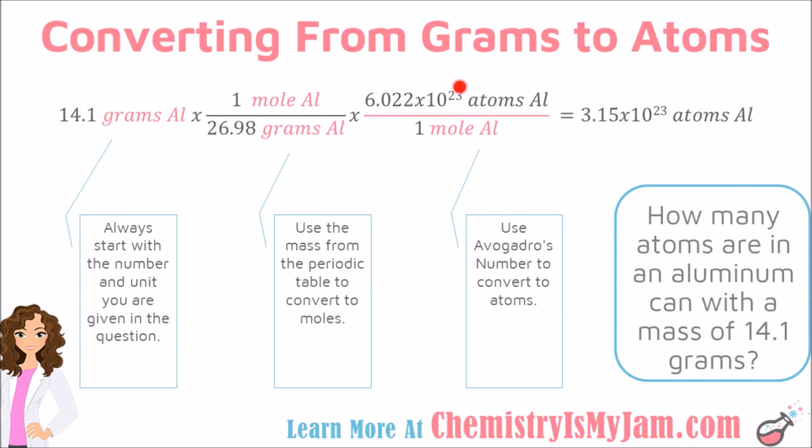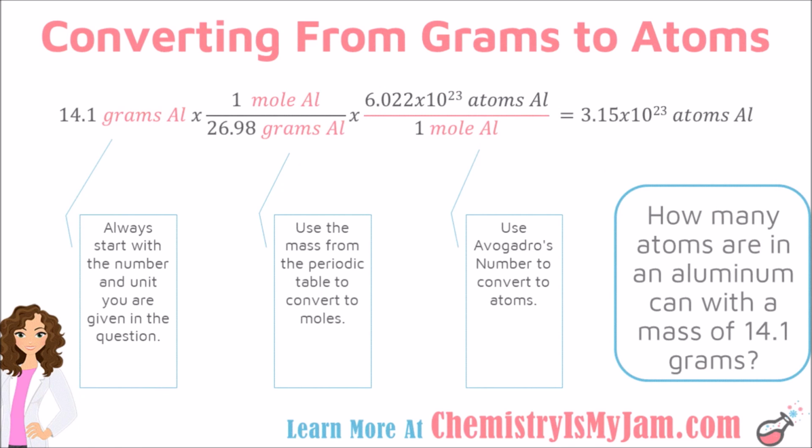I'm going to multiply by everything on the top and divide by everything on the bottom. So I'm going to say 14.1 times 1 times 6.022 times 10 to the 23rd divided by 26.98 and divided by 1. That gives me 3.15 times 10 to the 23rd atoms of aluminum. And I know that's a big number, but you're counting atoms. They're really, really small, so there's a whole bunch of them.